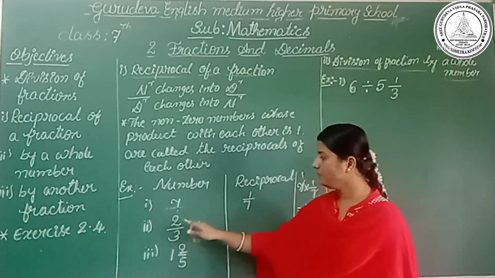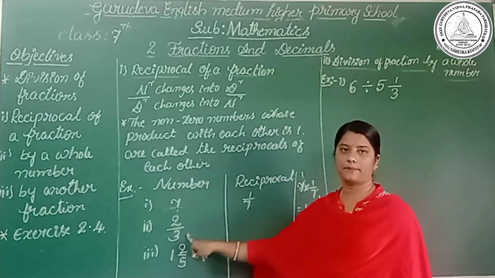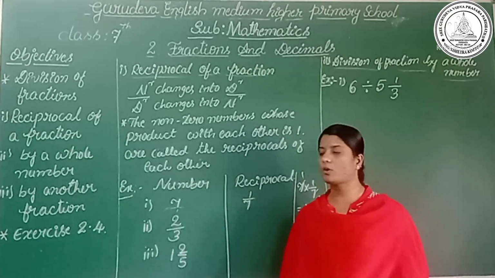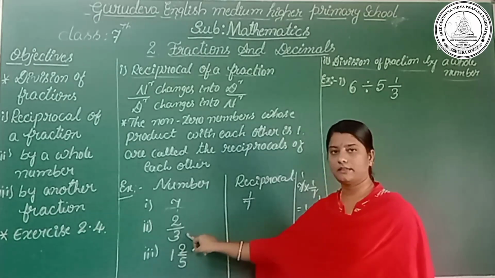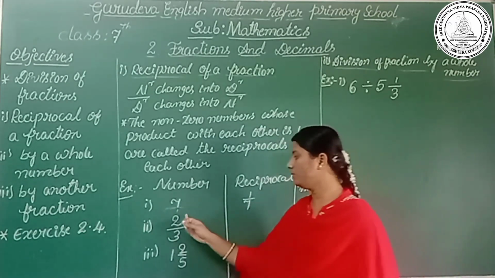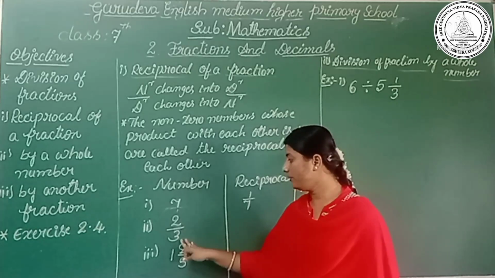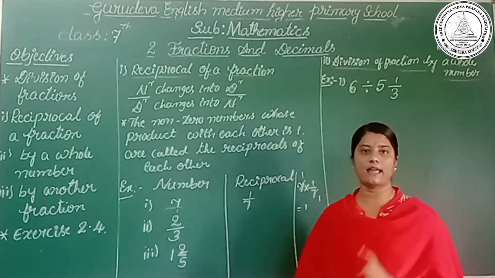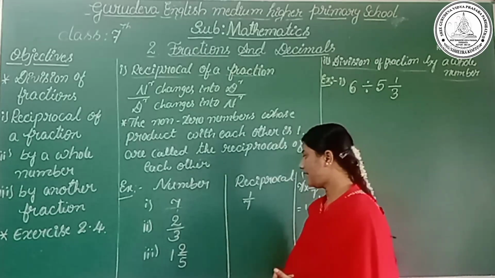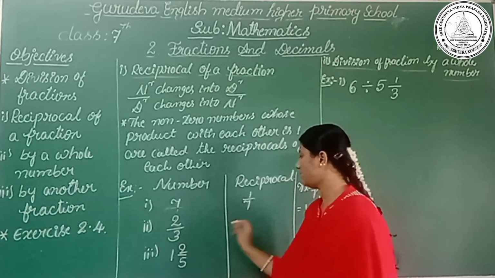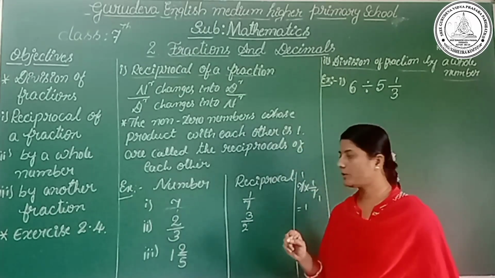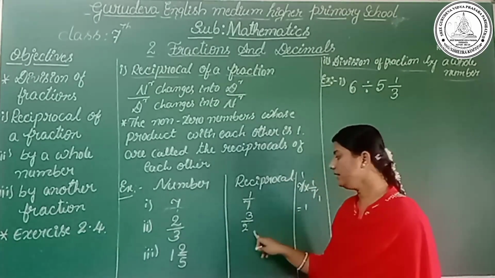At the same time, second one, 2 by 3. So here is a fractional number 2 by 3. What is the reciprocal of the number 2 by 3? We just have to change the numerator to the denominator, denominator to the numerator. If we change like this, we will get the product as 1. Okay, so let's write here: reciprocal of 2 by 3 is 3 by 2.